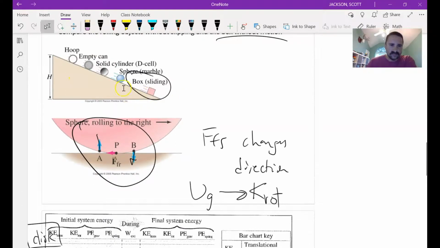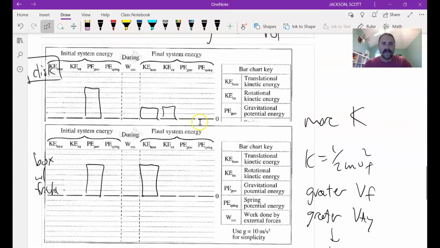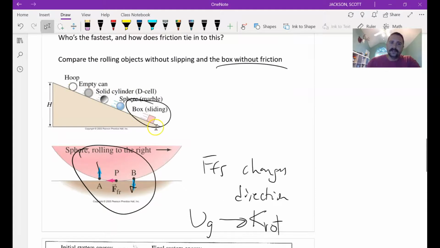And that makes sense because friction has to go up the ramp to make these things rotate. So it's kind of like friction is slowing it down. But what friction is really doing is taking some of that potential energy and converting it into rotational kinetic energy. So not all of it gets transferred into linear movement, and that's why these different objects lose.